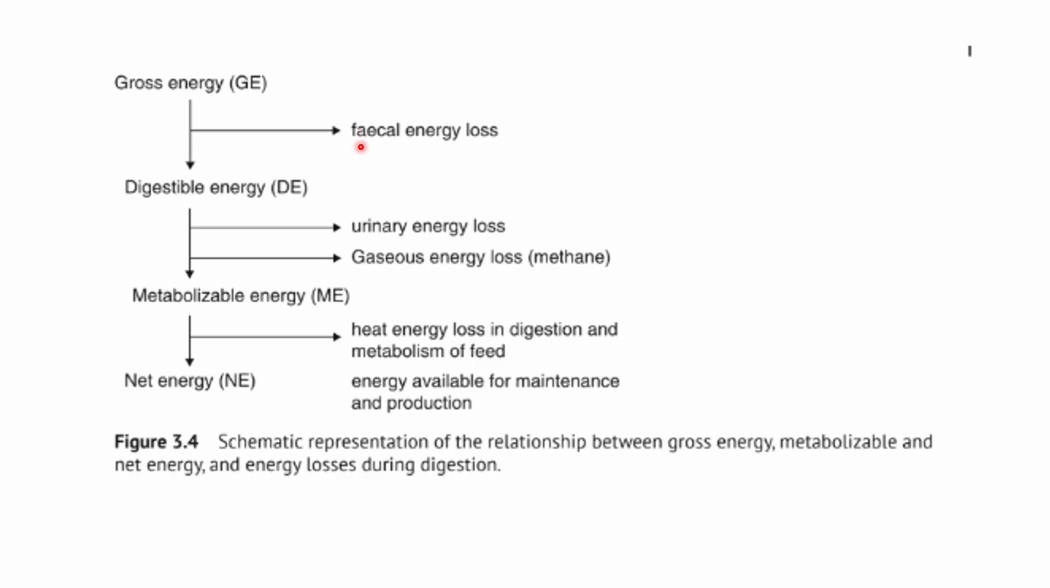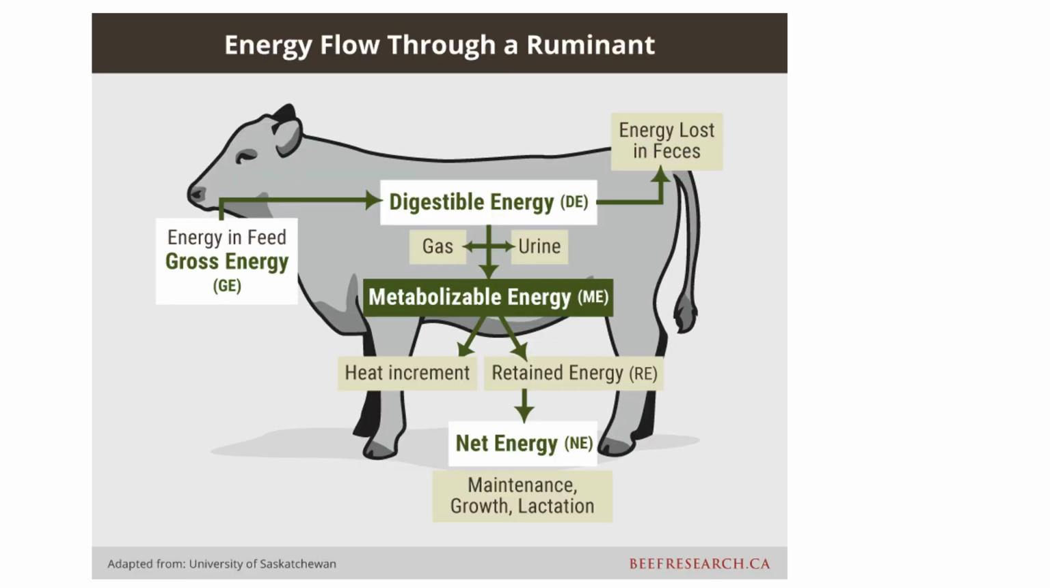This one is also the same: gross energy, lose fecal energy, and we get digestible energy. Lose urine and gas energy, we get metabolizable energy, and from metabolizable energy lose the heat energy, and that we call net energy. Net energy is usually available for maintenance of the body, and also milk and meat production. So this is the energy flow through a ruminant. As you can see here: gross energy, digestible energy, metabolizable energy, and net energy. Net energy is usually for maintenance, growth, and lactation.